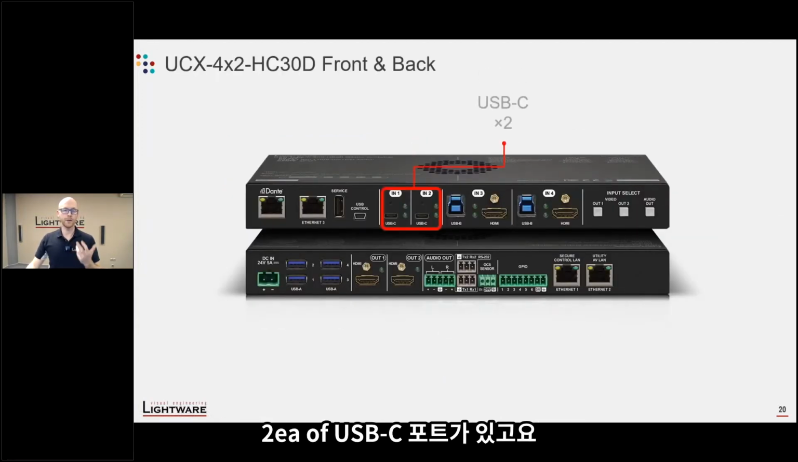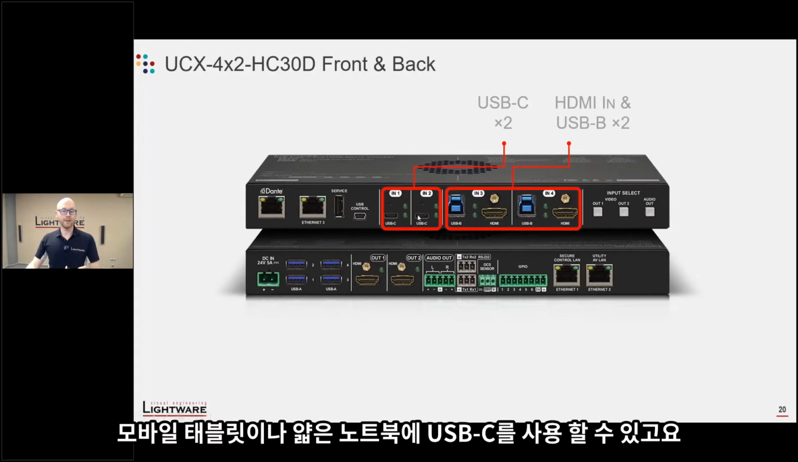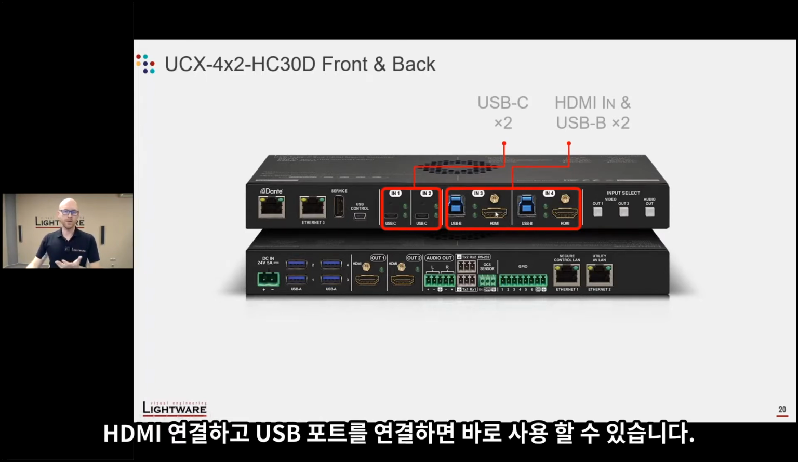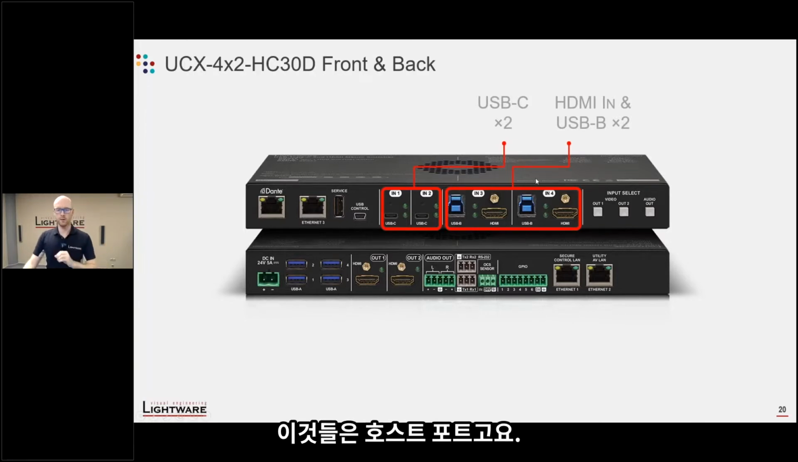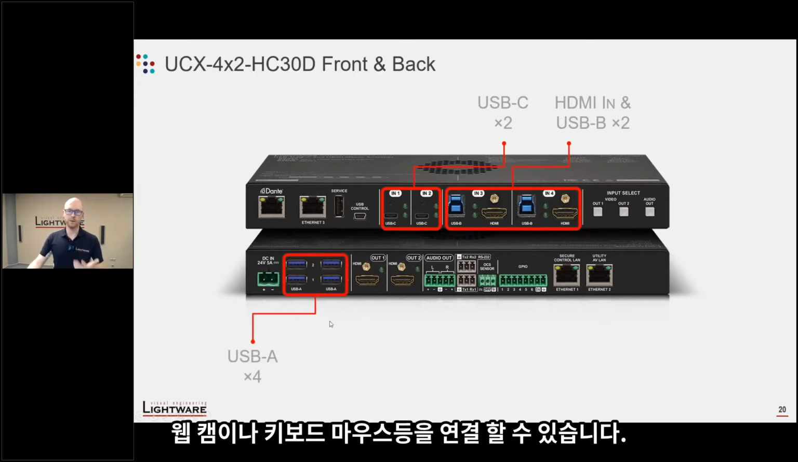Here we have the 2 USB-C ports and the 2 HDMI plus super speed USB type B ports. So Ultrabooks and tablets can use USB-C ports and get all those functions. And traditional sources like older or average laptops can use a combination of HDMI and super speed USB type B. And meeting room computers, for example, can also use HDMI and super speed USB type B. So these are the host ports. These are the peripheral ports, 4 type A connectors for peripherals, webcams, keyboard, mouse, you name it.